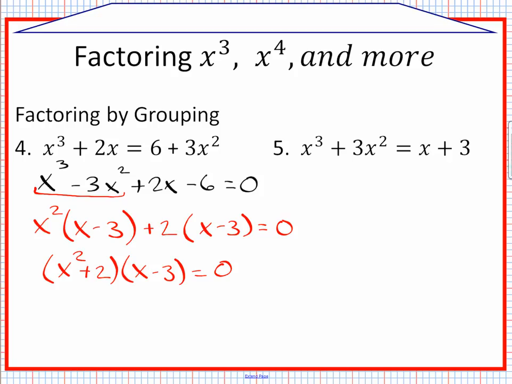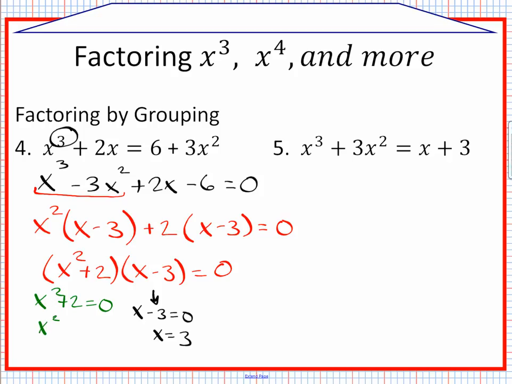Each one of these gives me solutions when I set them equal to 0. To get the real solutions, I set x minus 3 equals 0, and I get x equals 3. I know that I need 3 solutions, though, so there must be some imaginary solutions. So I set x squared plus 2 equal to 0. I'm going to solve this one by extracting square roots because it's so simple, and I don't really want to go through the trouble of the quadratic formula.